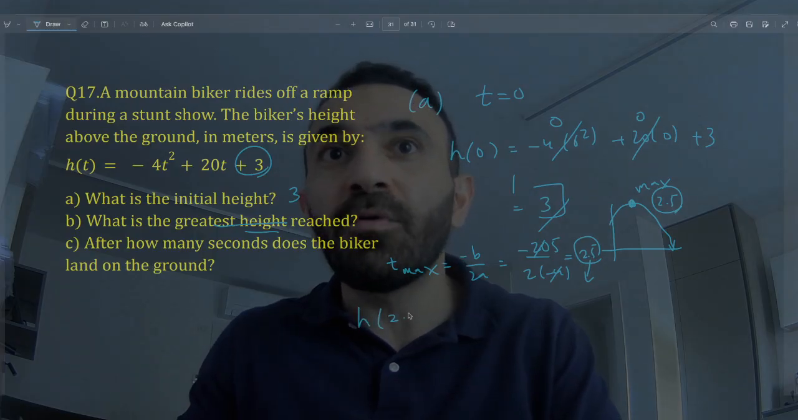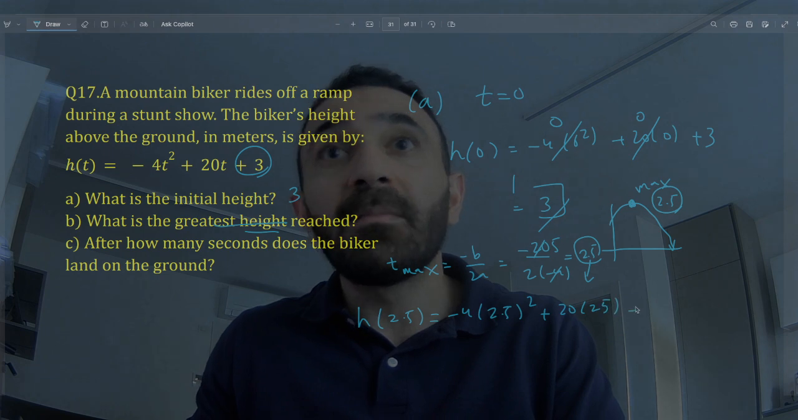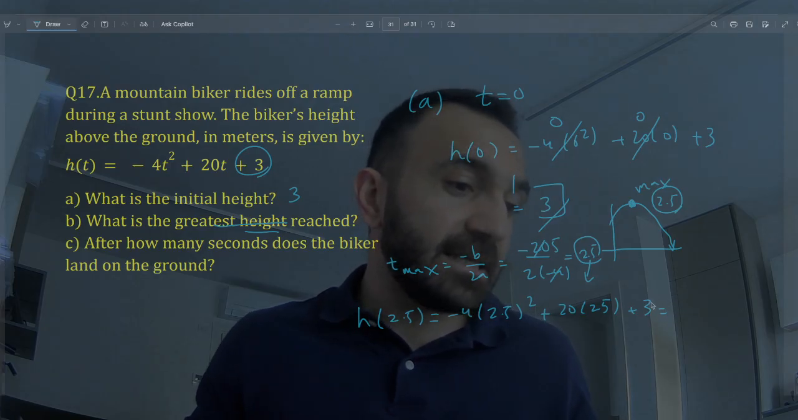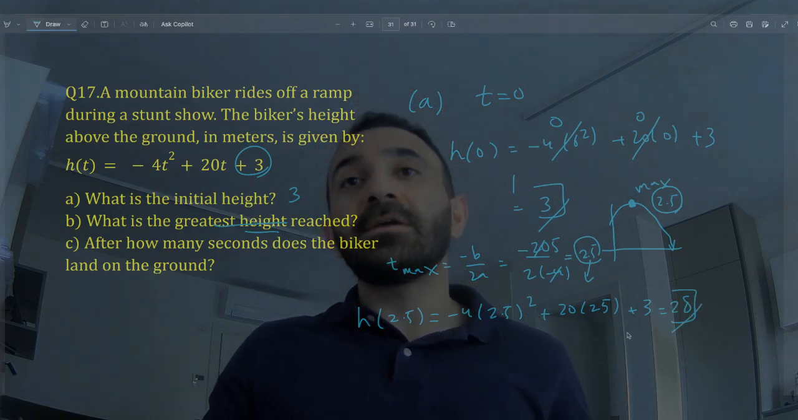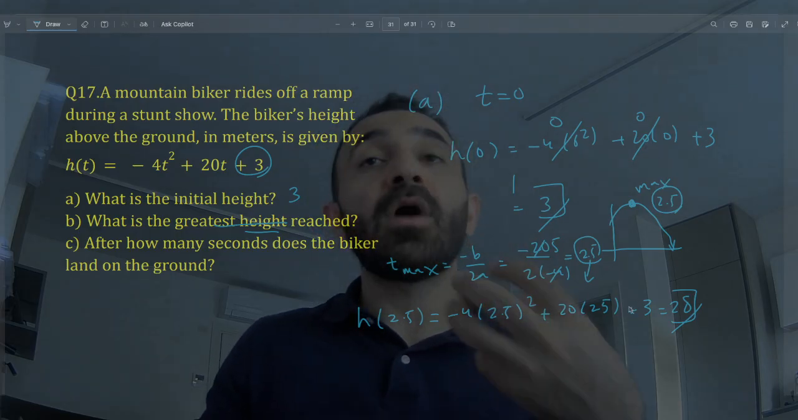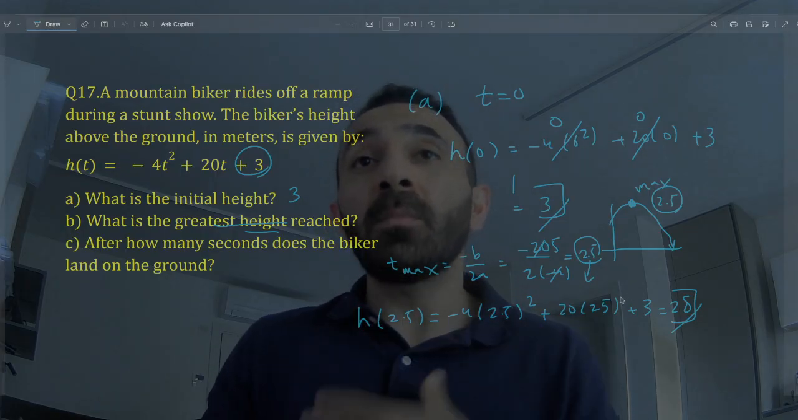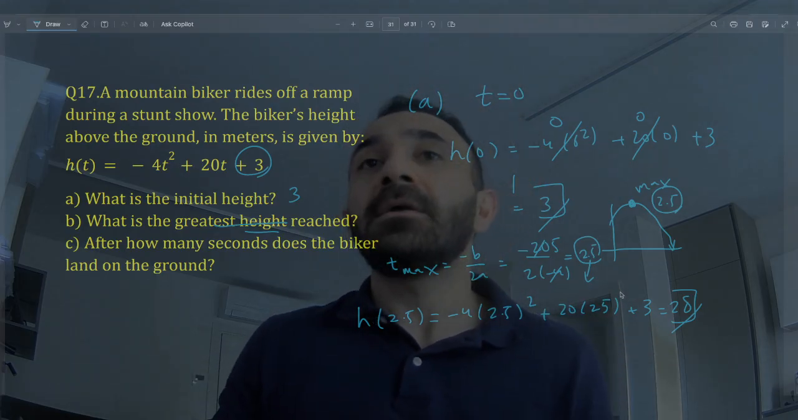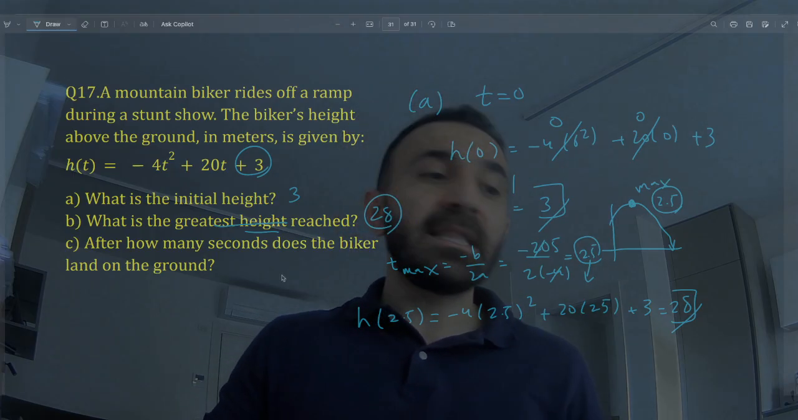So h of 2.5 equals minus 4 times 2.5 to the power of 2 plus 20 times 2.5 plus 3, which is, I'm going to give you the final answer, 28. You can solve it with your calculator. And remember, for your exam, we are going to give you questions where you don't need to use the calculator, so numbers are going to be much easier. So don't worry about that. So the maximum height is 28 meters.